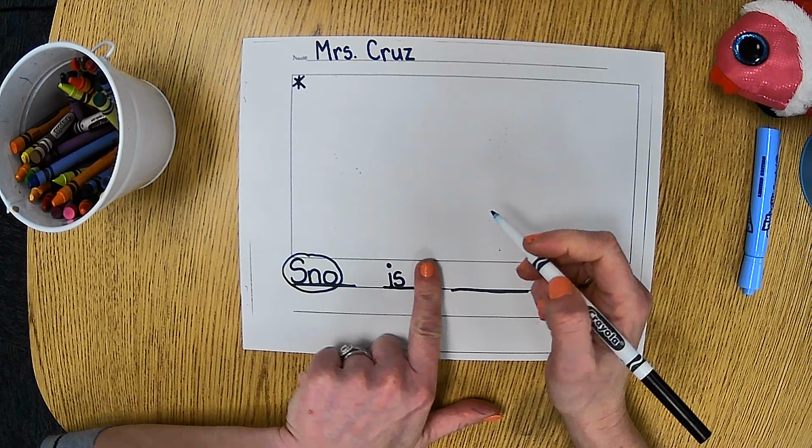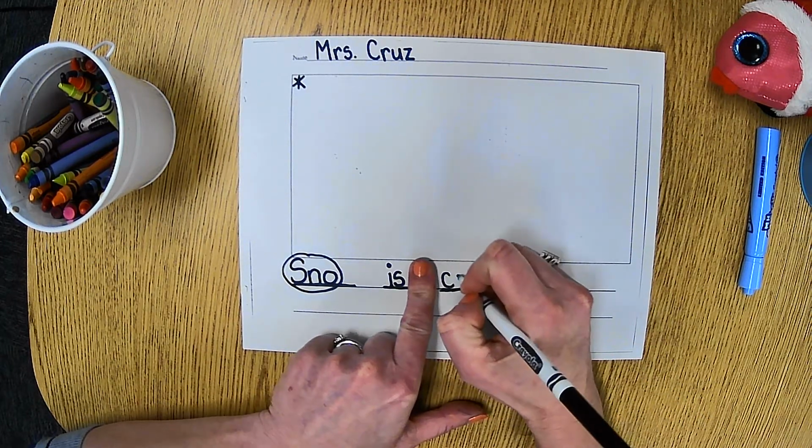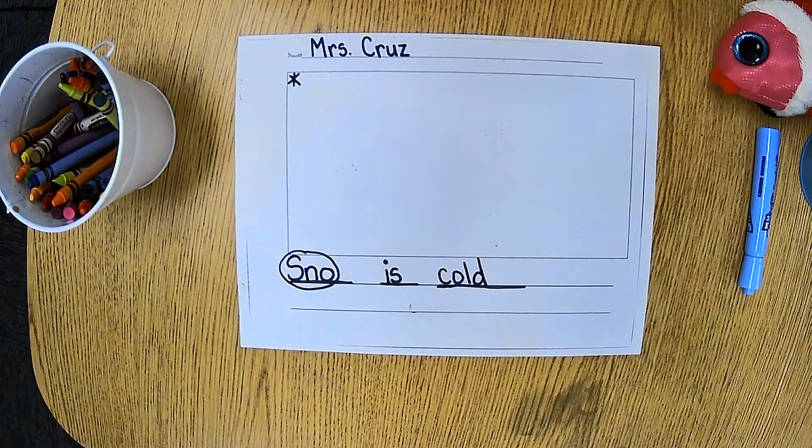Snow is, I think I'm going to extend my line. Cold. All right, now I have my sentence.